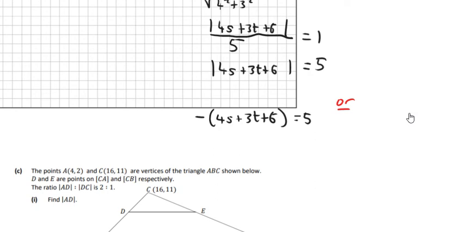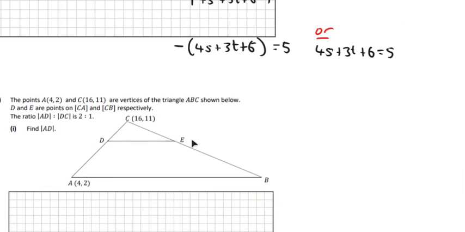Or just 4s plus 3t plus 6 is equal to 5. So it's either the positive or the negative of it. So you've got 2 options.